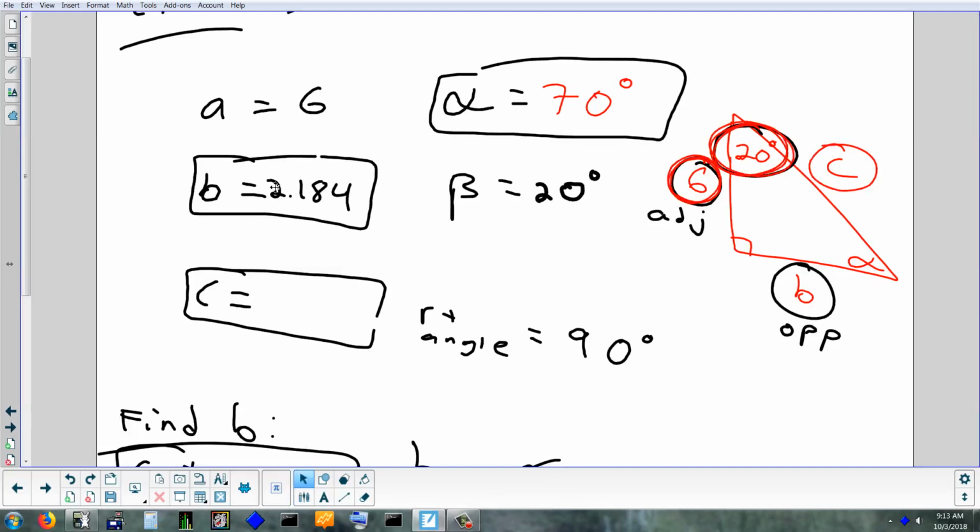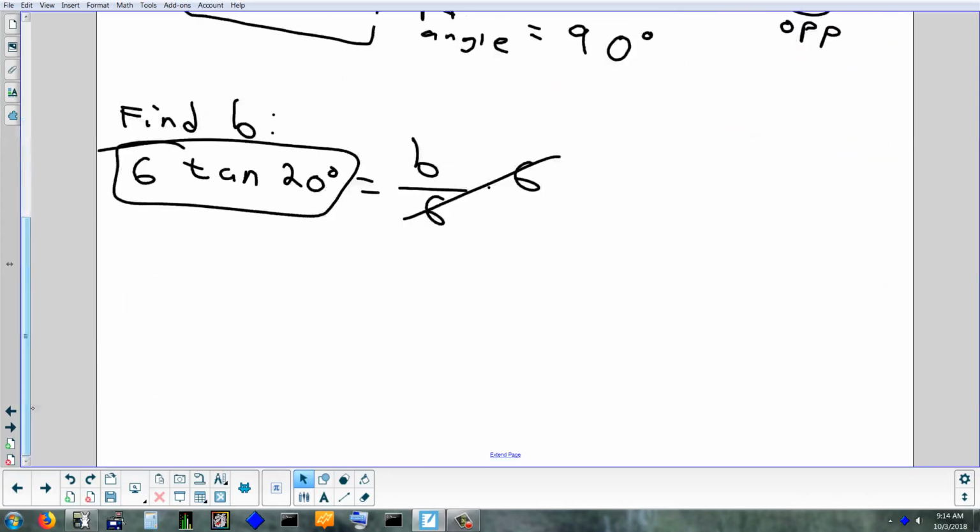So we've got a new side that we're using that we haven't labeled yet with a name. So C, is that opposite, adjacent, or hypotenuse? Hypotenuse. Now I look at the side that I know. That's the 6, it's adjacent. Look at the side I want to know. That's C, it's the hypotenuse. Which trig function has adjacent and hypotenuse in it? Cosine.